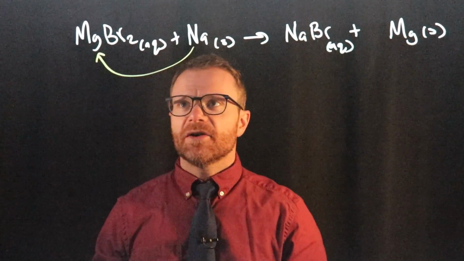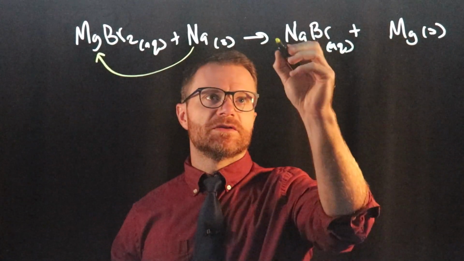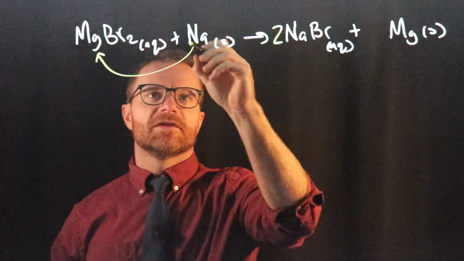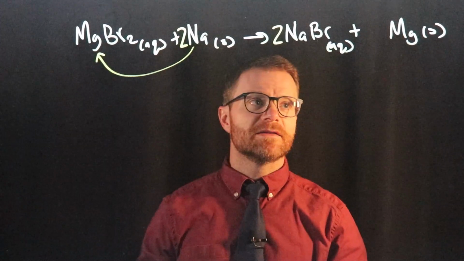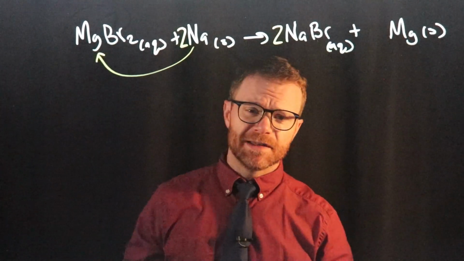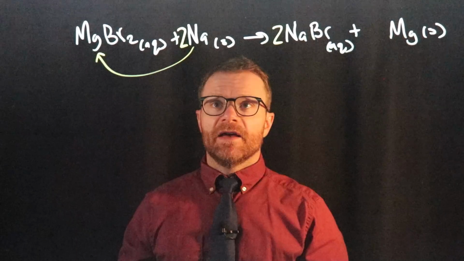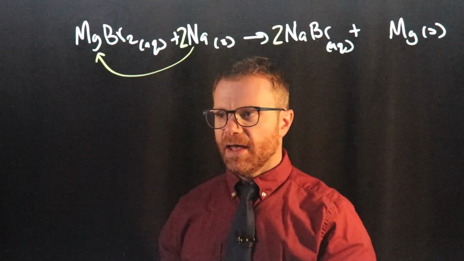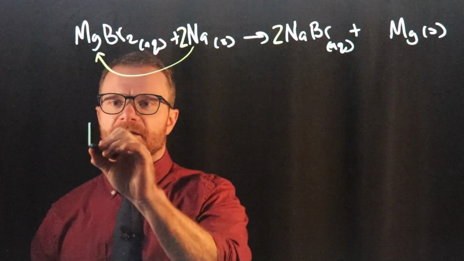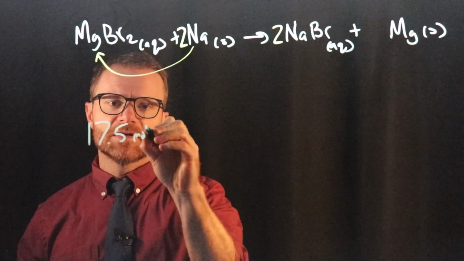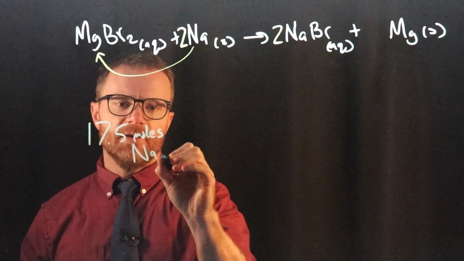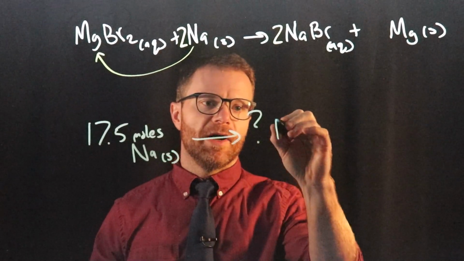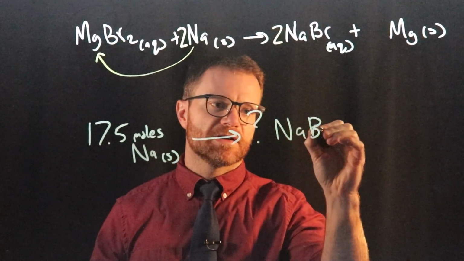We've got 2 bromines here in the reactants. Let's put 2 bromines in the products. Now we also have 2 sodiums in the products, so let's put 2 sodiums in the reactants, and we're balanced. This was an easy one. Okay, so let's do a real quick problem. If, for example, I had 17.5 moles of pure sodium metal, how much sodium bromide am I going to make? How many moles, I guess I should say.